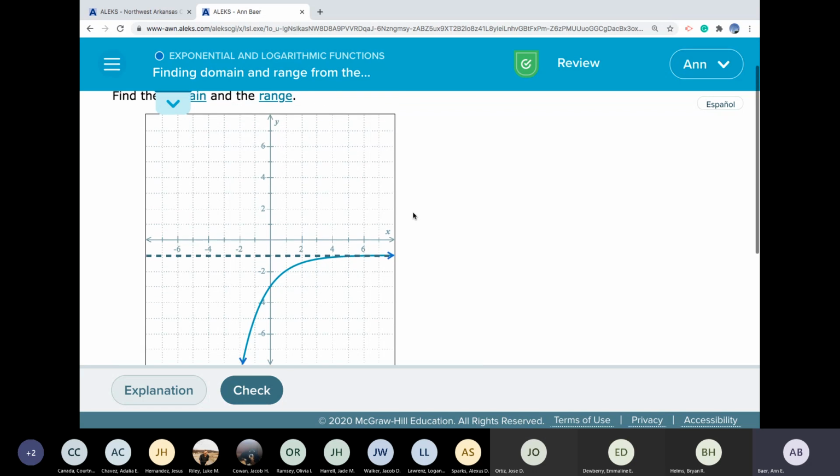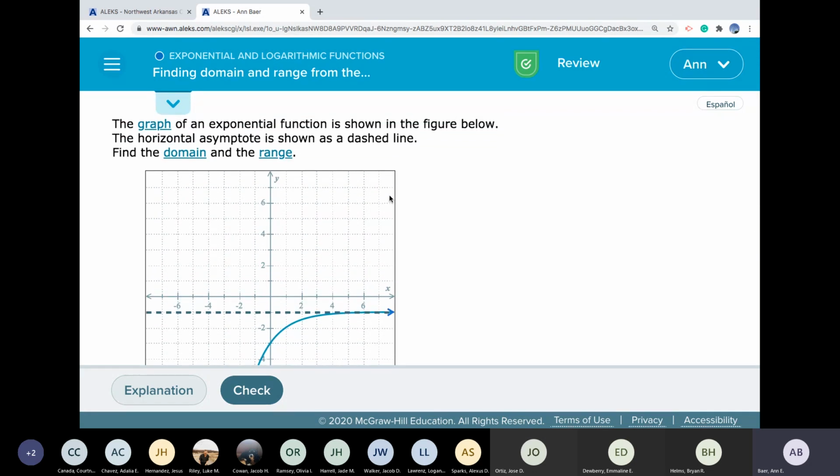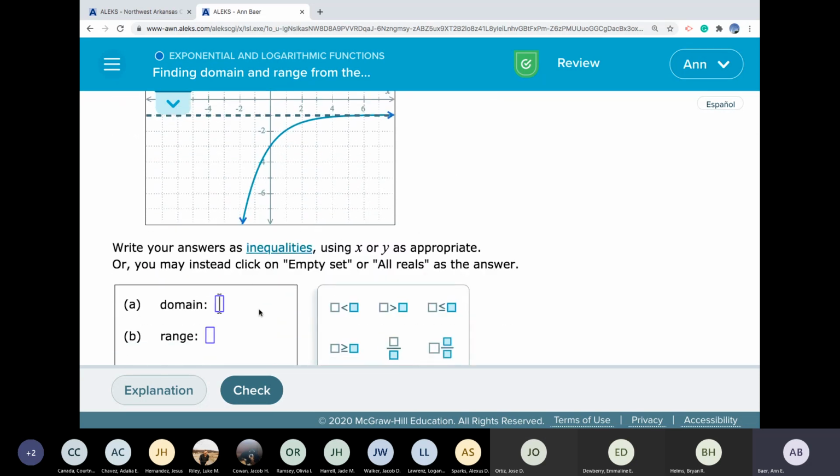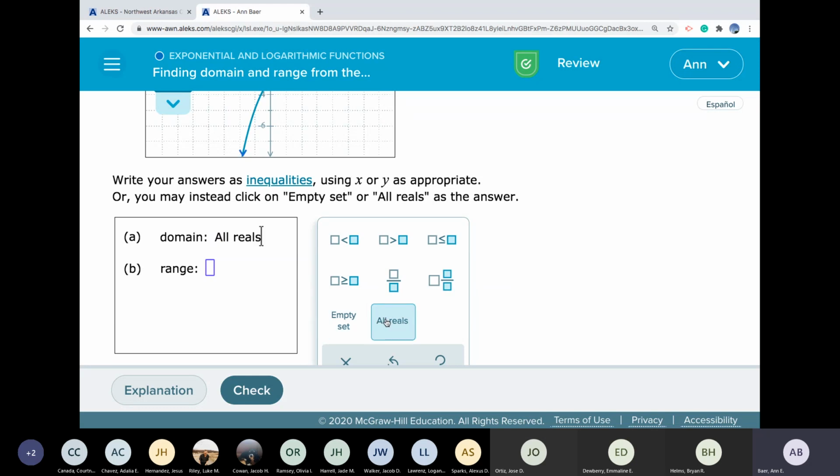So we would get all real numbers again. That's characteristic of exponential functions. The domain is all real numbers. So this domain right here is all reals.